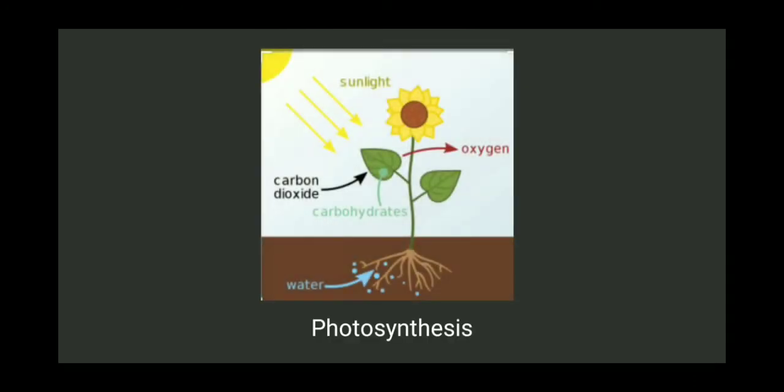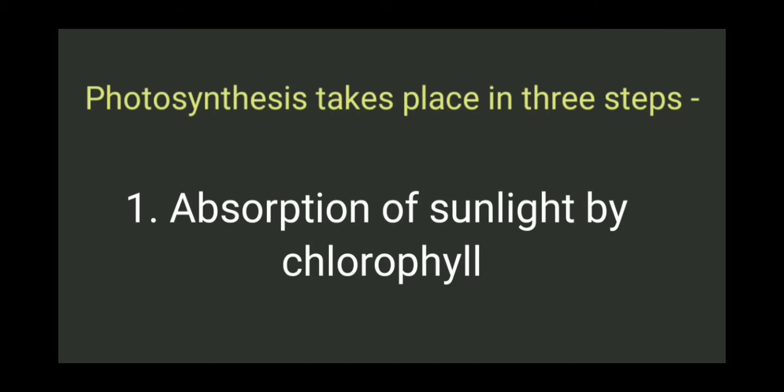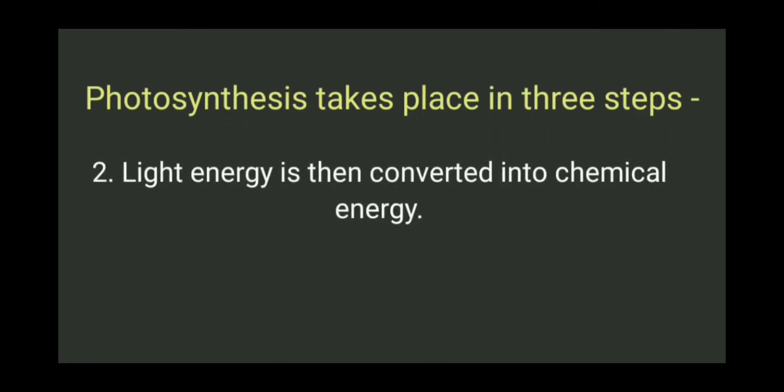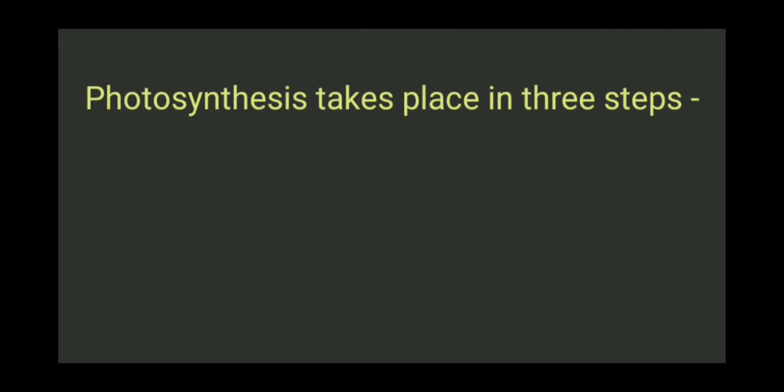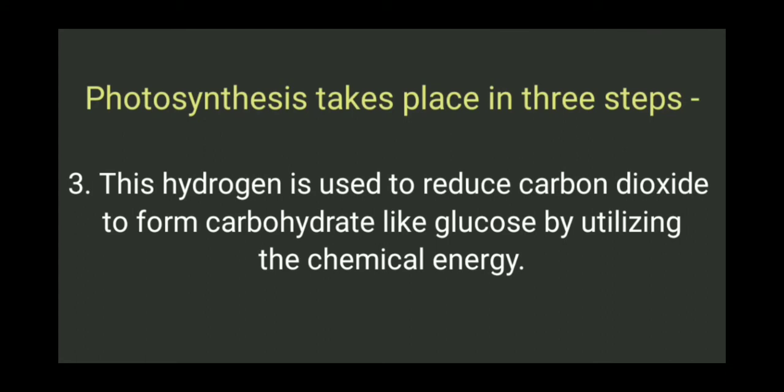If we see here minutely, we find that the photosynthesis takes place in three steps. The first step is absorption of sunlight by chlorophyll. That is, the chlorophyll absorbs the sun energy. Now this light energy of the sun is converted into chemical energy and it is used up in breaking down water into hydrogen and oxygen. That is, the energy which was taken up by chlorophyll is being used up in breaking water into its components, hydrogen and oxygen. Now the hydrogen which is released is used to reduce the carbon dioxide and it forms the carbohydrate like glucose. So in these three steps, the entire process of photosynthesis takes place.